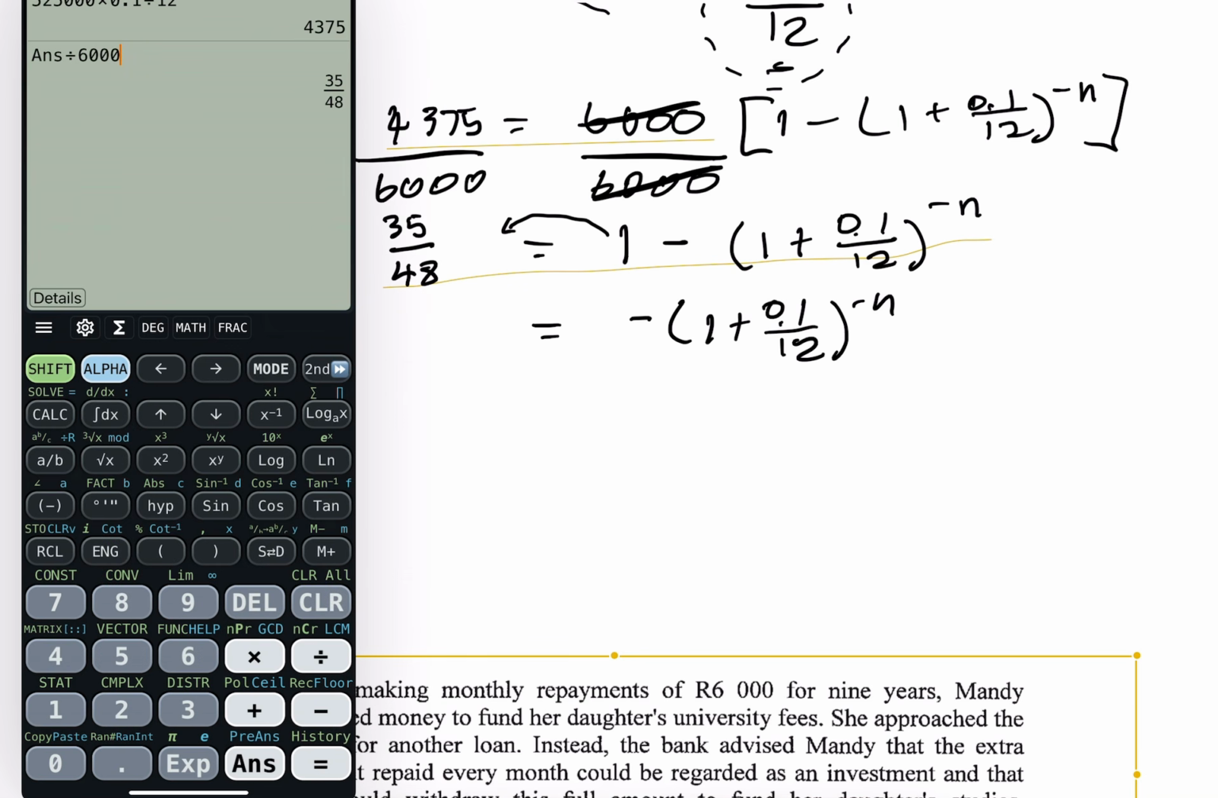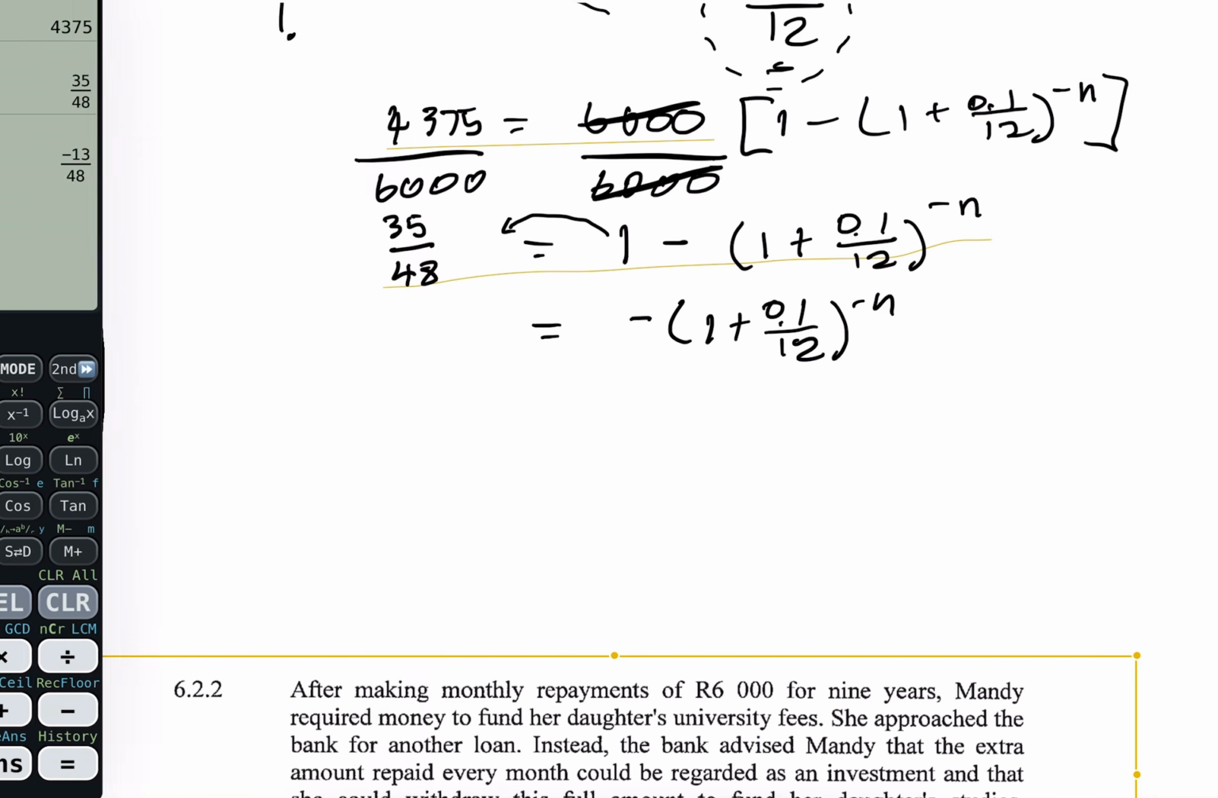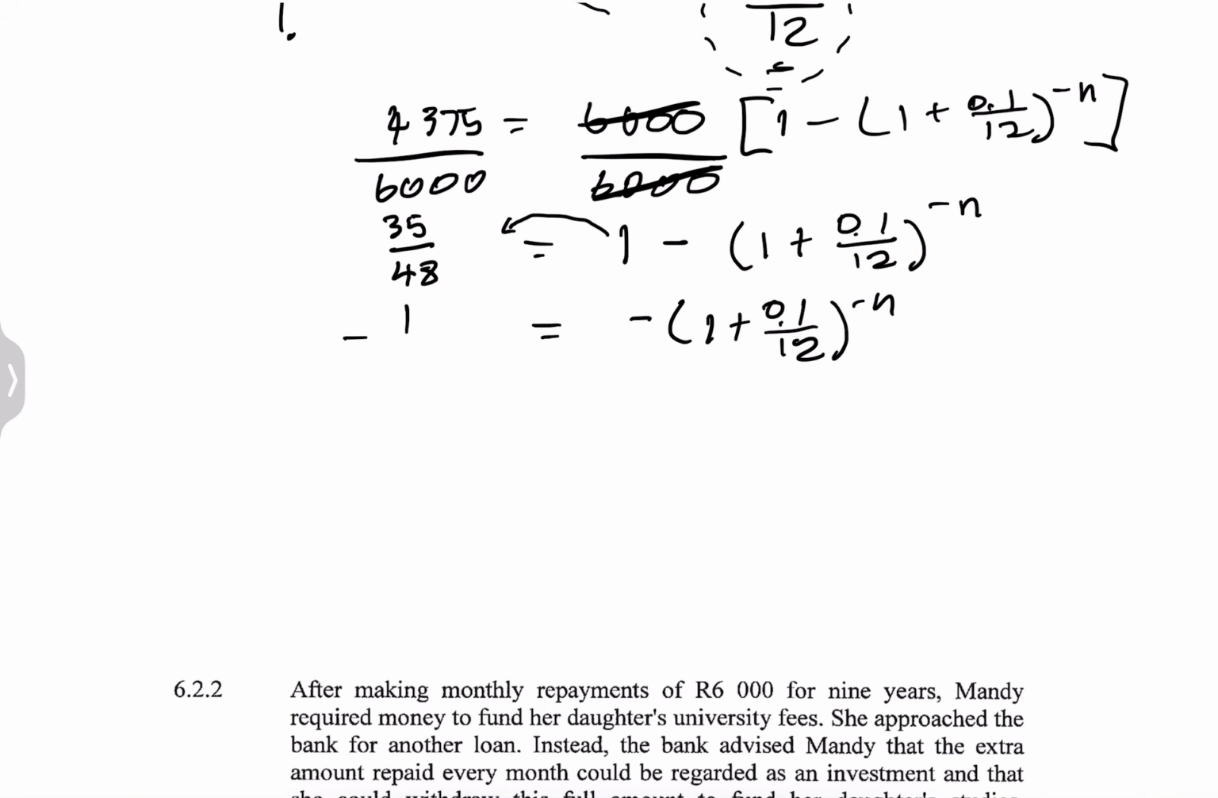So now I'm going to have that fraction. I'm going to subtract the 1, so that gives me minus 13 over 48. That's minus 13 over 48, right? Now, of course, I can multiply both sides by negative, and what it does is remove those negatives. Now, this is the part where we will introduce logarithms.